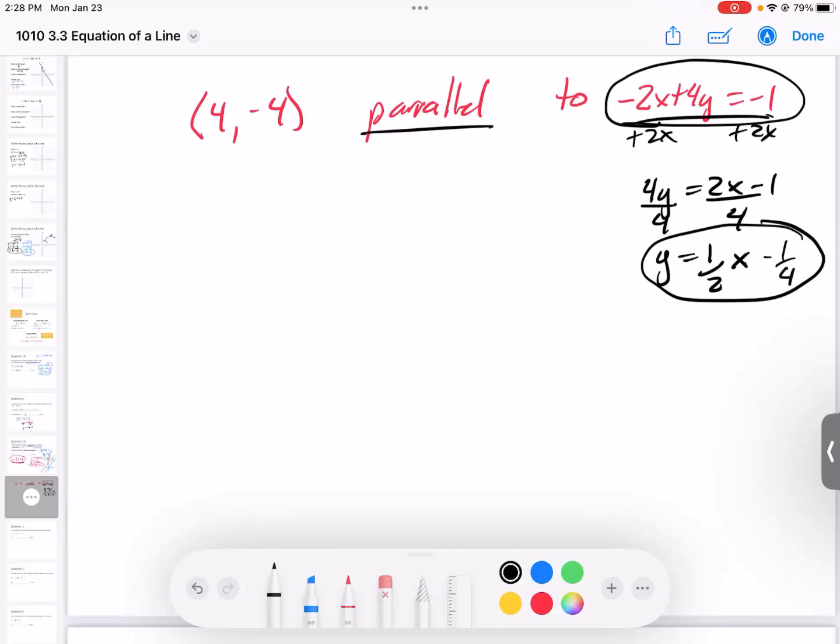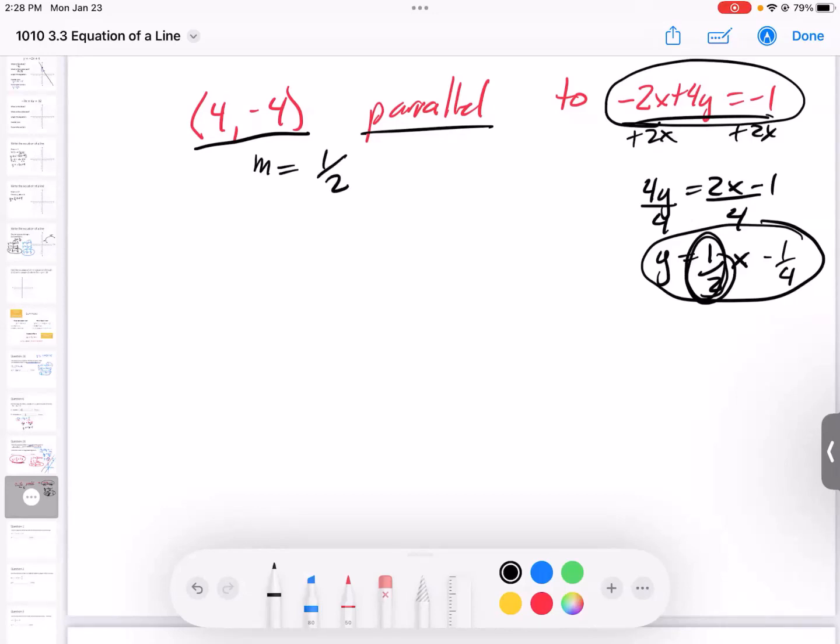But it's not the equation we're looking for, because we want a line that's parallel to that, but goes through the point. And so you would say, okay, well, since I have a point and I know that my slope needs to be the same as the slope of the line they gave me, then I'll use point slope form because I have a point and I know what the slope is. So I'll just write down that I know that the slope has to be 1/2.